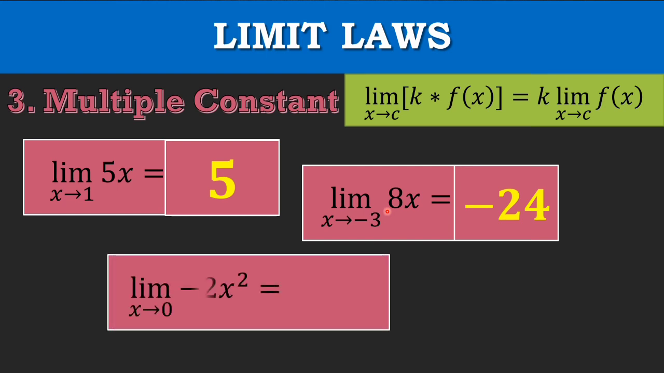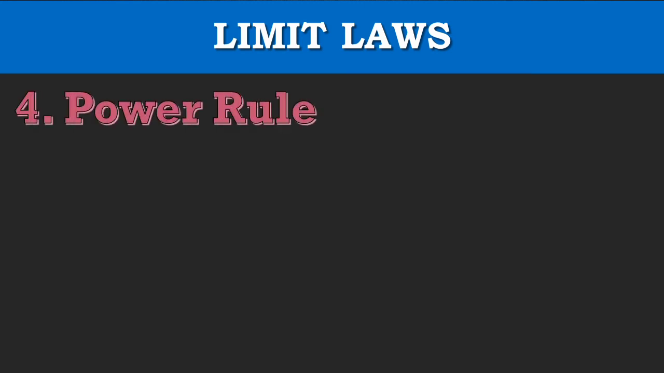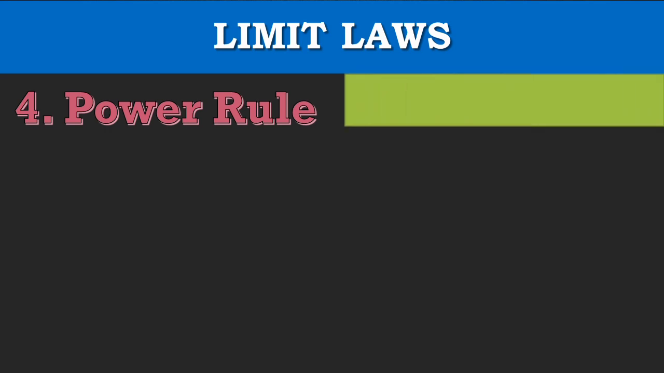Another example, limit of negative 2x squared as x approaches 0. Yung 0 natin, that is the value of your x here. So we have 0 squared, that is 0 times negative 2, and the answer is 0. That is your multiple constant rule. We have also your power rule, meron tayong exponent here, and this is the notation for your power rule.